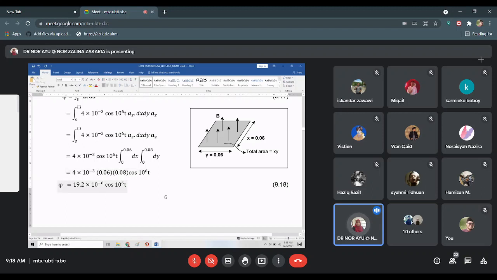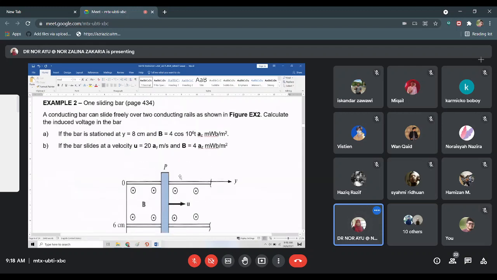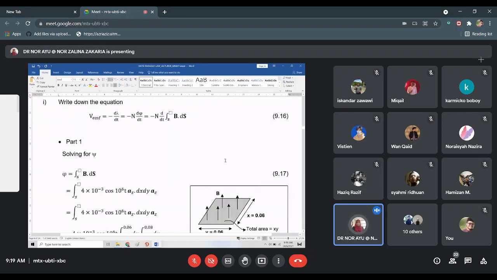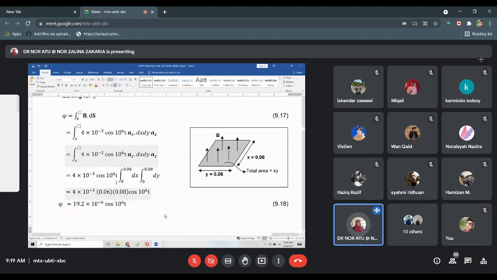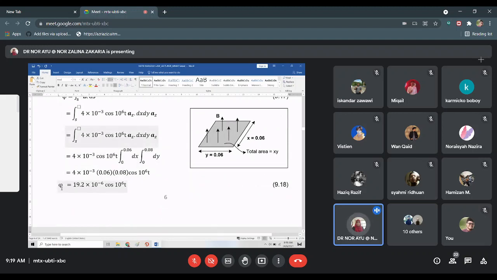And then the final value for your flux will be this one: 19.2 times 10 power of negative 6 cos 10 power of 6t. So again, don't forget that we had milli earlier. Don't forget to include that. We have milli inside the value of your flux. So we get the final answer for your flux, 19.2 times 10 power of minus 6.